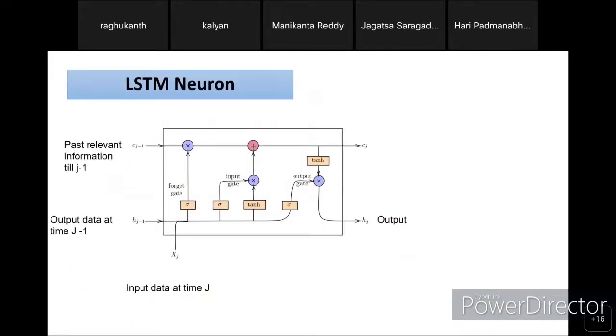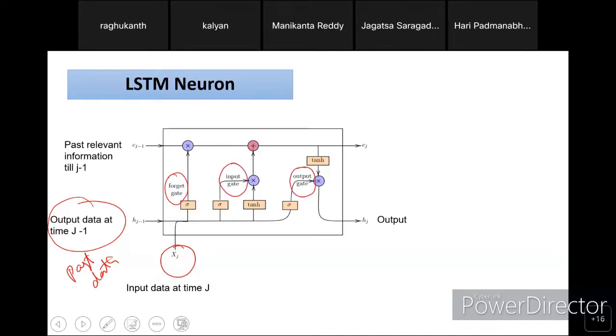Okay, so this is how an LSTM neuron looks. We have input data which goes into this one, then the output data from the past, at time j minus one. So it combines whatever the past information is, because the data is highly linked. So these two are combined, and then we have three gates. One they call the forget gate, then the input gate, then the output gate. So we use this data, and whatever relevant information is from the past, that much only we take. If there is irrelevant information, it goes into the forget gate, and we will not use that information. So we combine these two, and then we get the numbers itself.